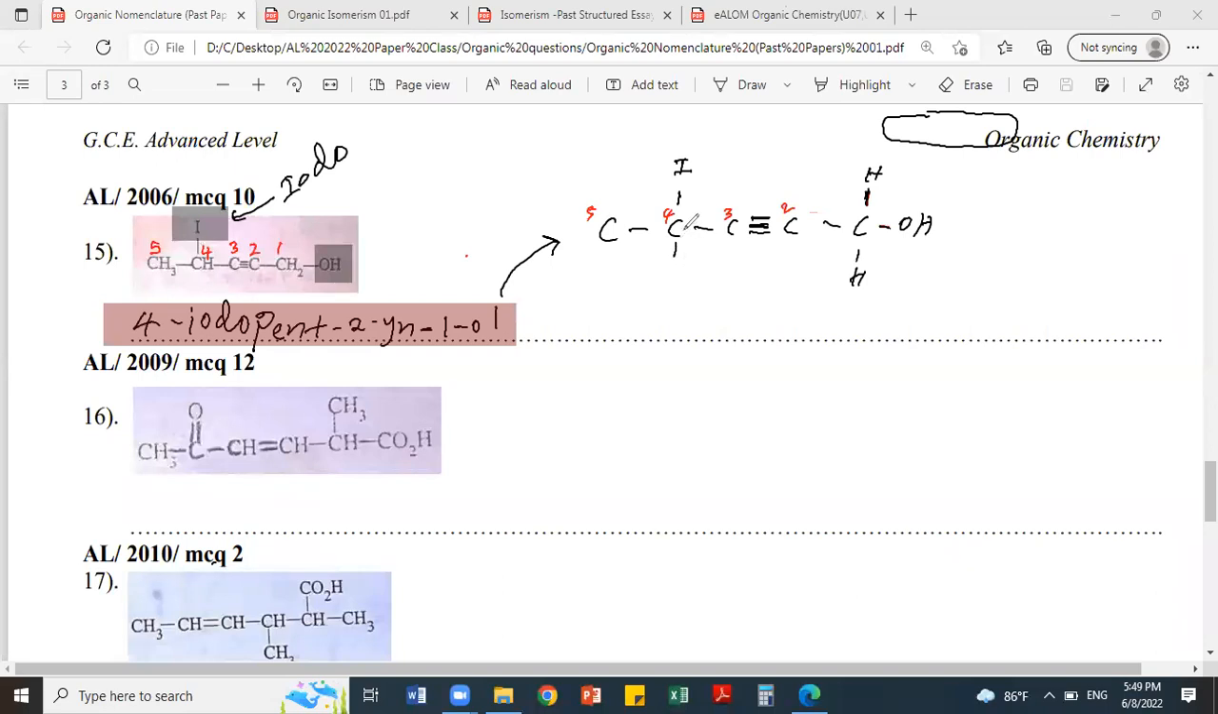But this iodo carbon has only 3 bonds, so you have to attach 1 hydrogen. Fifth carbon, how many hydrogen do you have to attach? 3 hydrogen. Why? To make it 4 bonds. Then that is called the displayed formula. This is called the displayed formula.